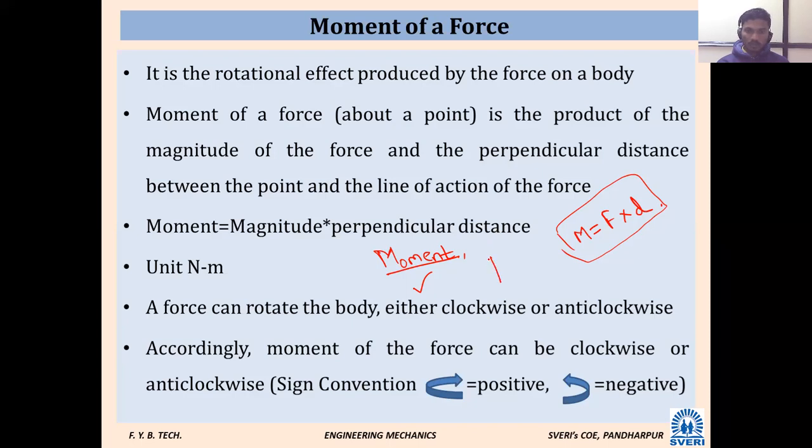Suppose I draw one diagram here, something like this. Suppose A, B, C, D, and suppose this force is applied at point D, somewhere here. If you take the effect of this at points A, B, C, the remaining three points, it will be different. Whatever that rotational effect, that moment, will be different. Why is it so? Because the distance changes.